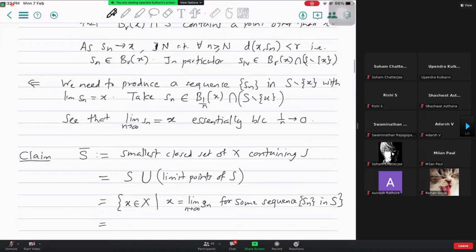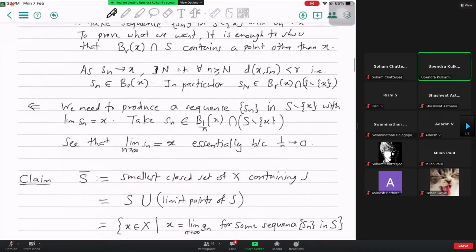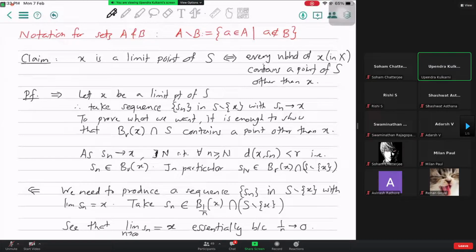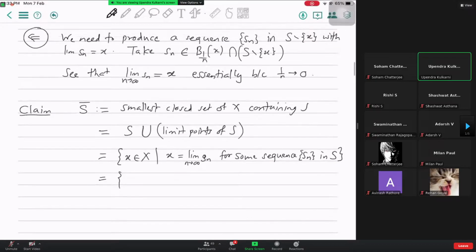So one question: how did we get that this B1 by n x intersection S minus x is non-empty? Okay, so let me just write this down, but I will scroll up for you to see the hypothesis. So notice what we are proving. We are proving the backward direction. That means what is written on the right hand side in the claim is given to me. See what it says? It says that every neighborhood of X, in particular this ball, is a neighborhood, right?